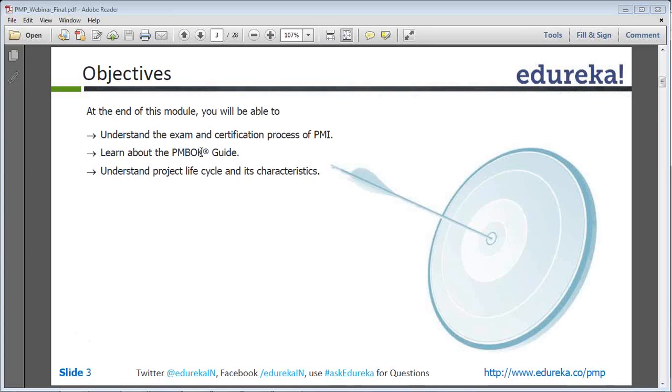The objective of today's session is to understand the exam and the certification process of PMI, learn about the PMBOK guide, and understand the project life cycle and its characteristics.